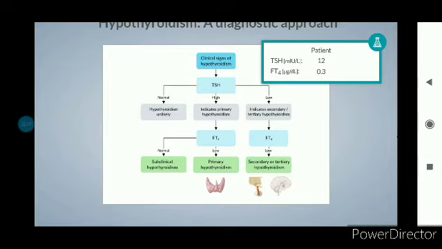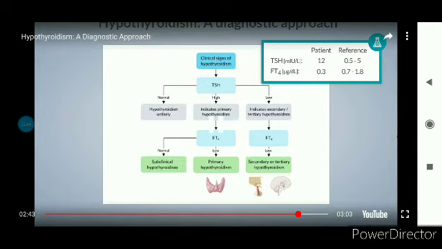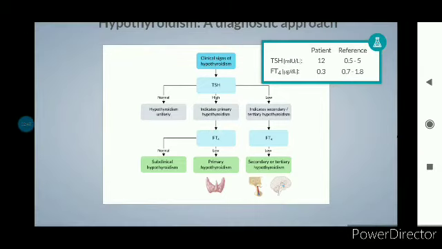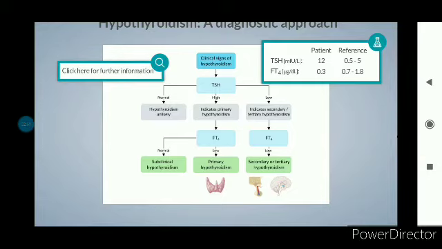Okay, let's analyze the patient's laboratory findings. The reference value for TSH is 0.5 to 5 milli-international units per liter. An elevated TSH value of 12 was found. The reference value for FT4 in adults is 0.7 to 1.8 micrograms per deciliter. A low FT4 of 0.3 was detected in the patient. Based on these laboratory findings, the patient has primary hypothyroidism. Information regarding further follow-up and management can be found in the respective chapter.